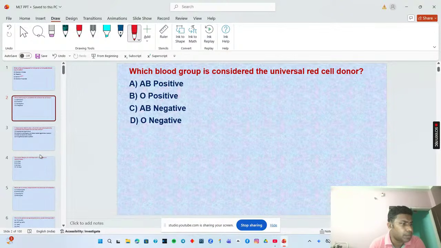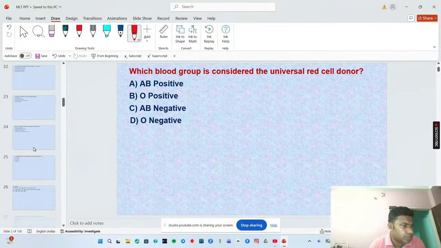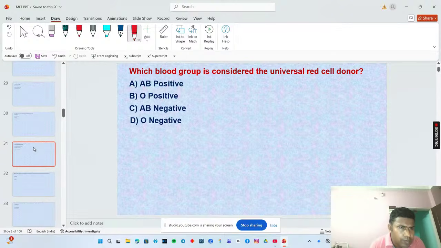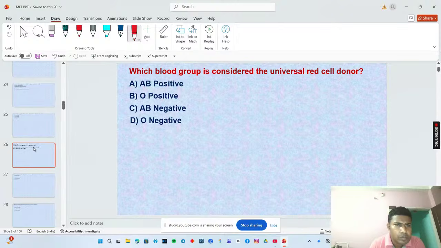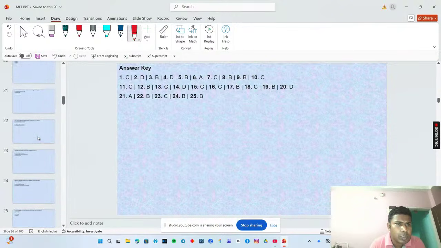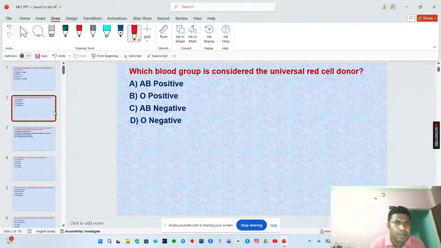Can you tell me which is the universal red cell donor? Universal red cell donor. Anyone who can tell me which one is the universal red cell donor?